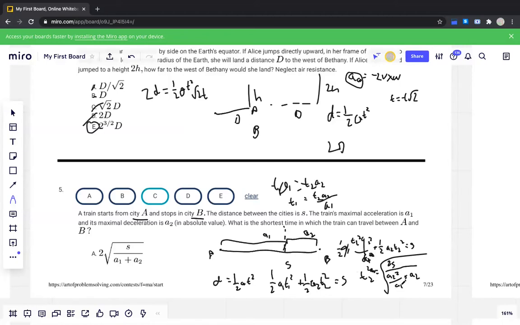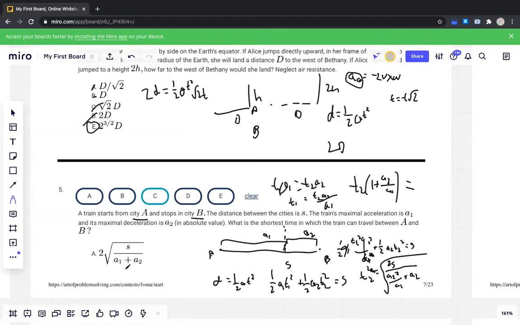Okay, so this means that the total time, or T1 plus T2, is going to be equal to T2 times 1 plus A2 over A1. So this is going to be the total time. And if we plug this in and simplify, we get a really nice equation.